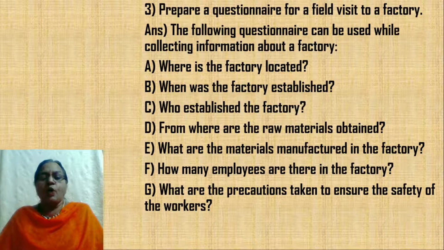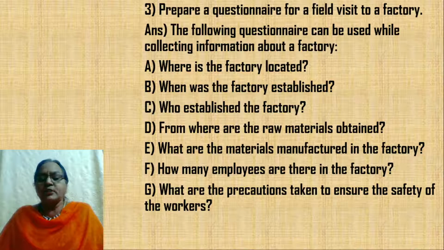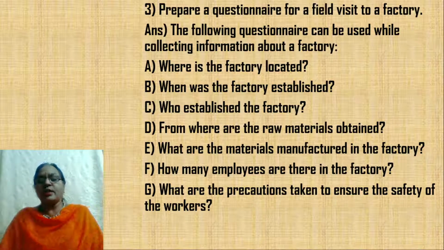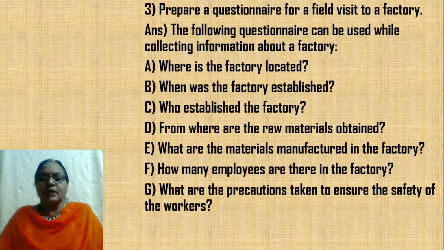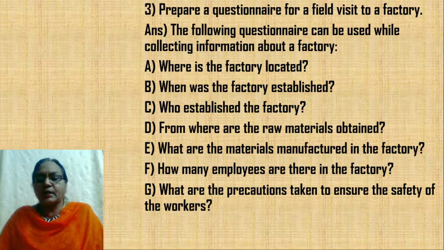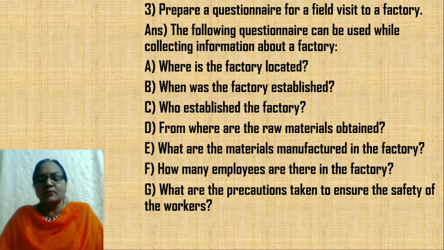Okay, how many employees are there in the factory? That is the number of workers who are employed here in this factory. Then what are the precautions taken to ensure the safety of the workers? Okay, then precautions which are undertaken in order to ensure the safety of the workers. Okay, so whether they are given gloves, okay, then helmets, etc. Okay, so all these will come under the precautions taken to ensure the safety of workers.